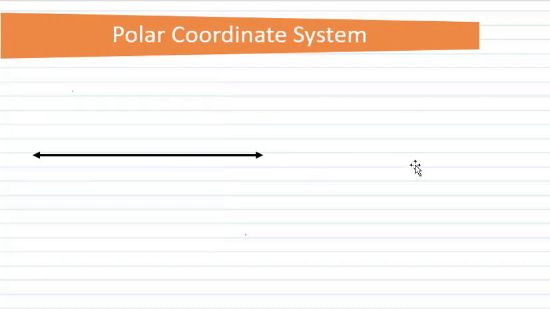Quickly revise the Cartesian coordinate system and what is meant by polar coordinate system. Right? In Cartesian coordinate system, we have two axes, right? One is x-axis and one is y-axis.